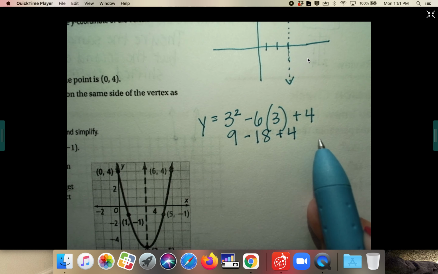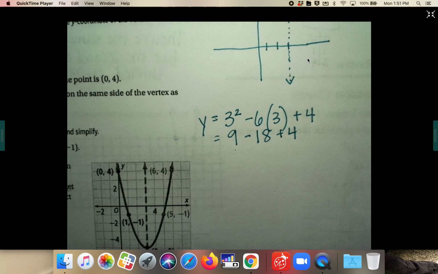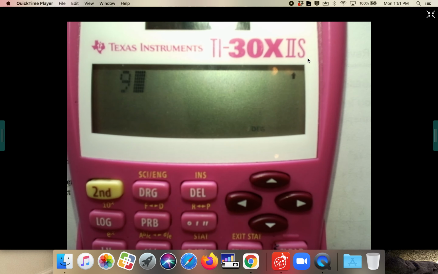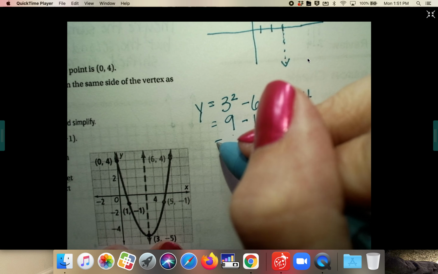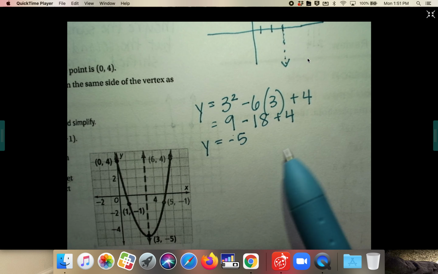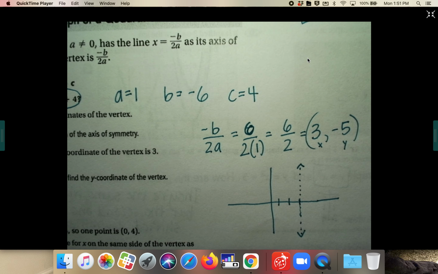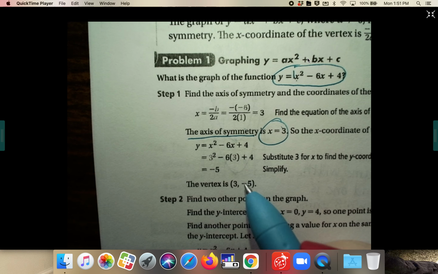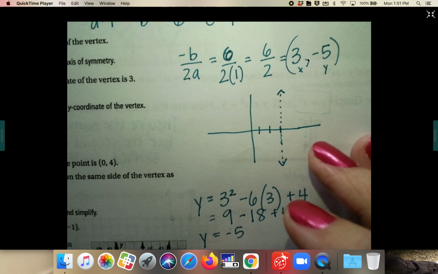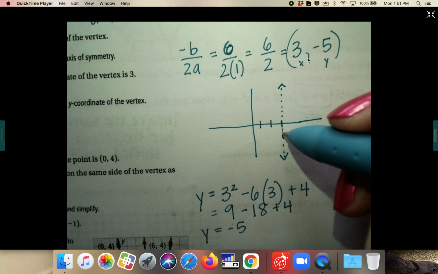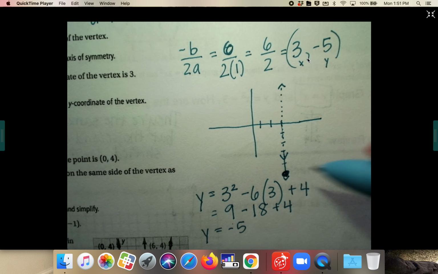And you need to go left to right whenever you're adding and subtracting. So we've got 9 minus 18 plus 4, which is negative 5. So y equals negative 5, that is my y coordinate for my vertex. So my vertex is 3, negative 5, and I know you probably cheated and saw that they already had that figured out here, but I wanted to show you how they figured it out. So 3, negative 5 means 1, 2, 3, negative 1, 2, 3, 4, 5. So this is the vertex.